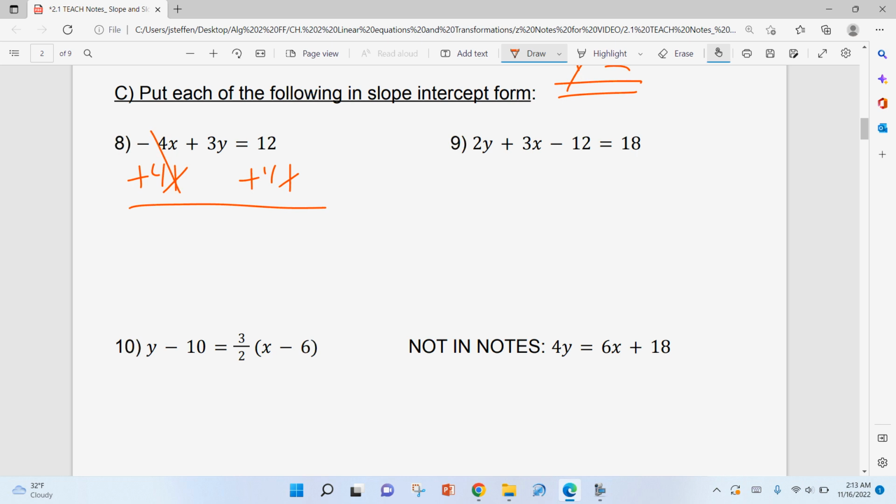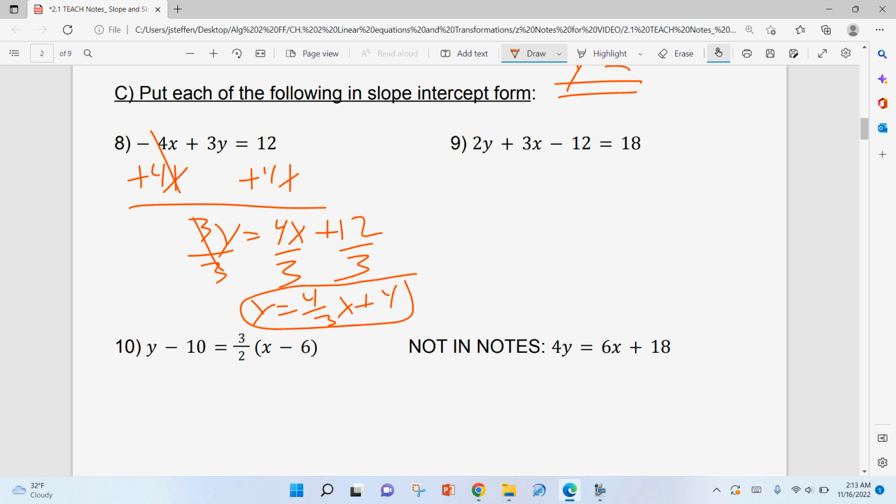Do yourself a favor. I would definitely put my x first. So it's positive 4x, and then the 12 is positive, so it stays positive. Then divide everything by 3. So we get y is equal to 4 over 3x plus 4. Sorry if you can't read that, crammed it in there.